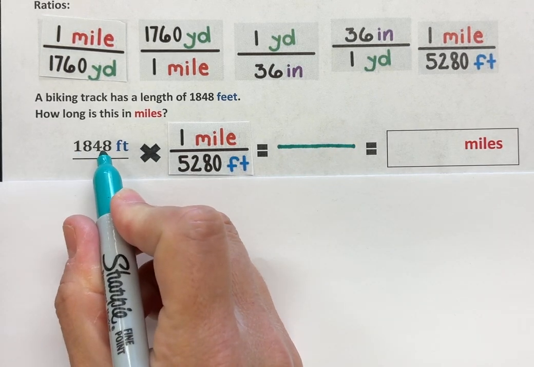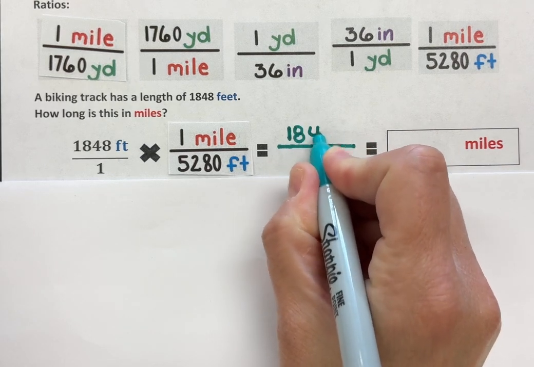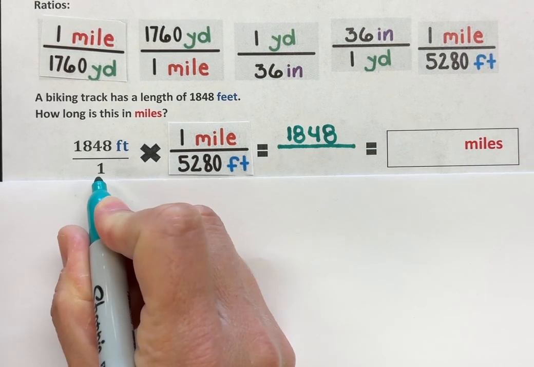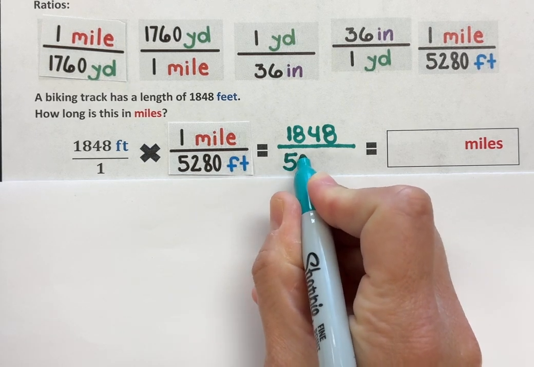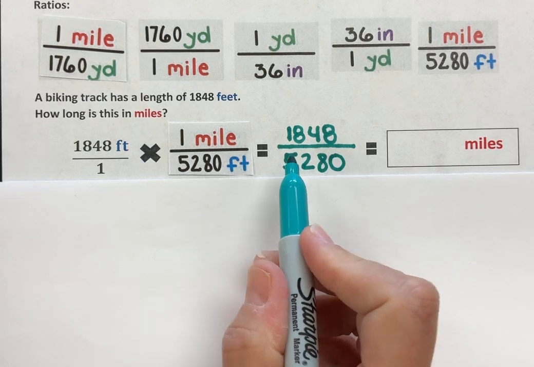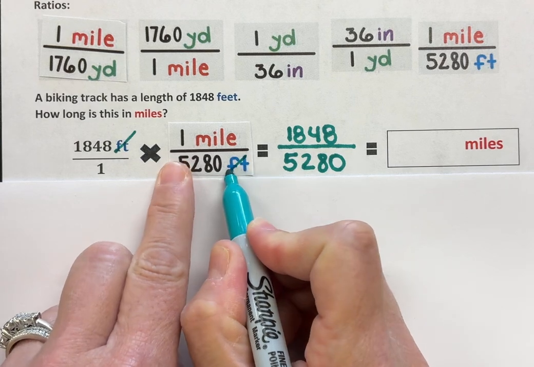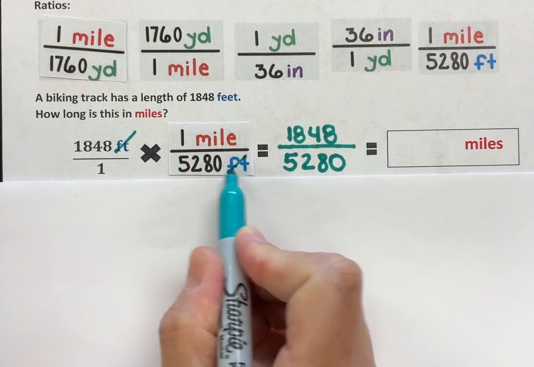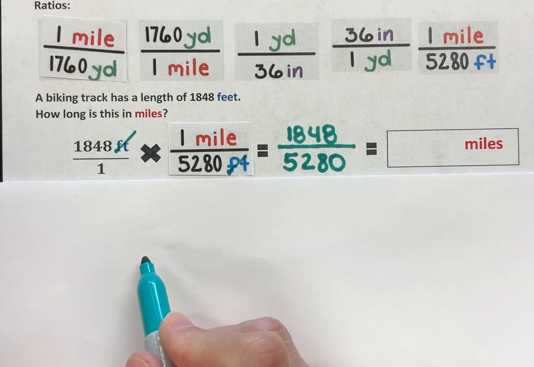So 1,848 times 1 is 1,848. 1 multiplied by 5,280 is 5,280. Next, I notice that the feet canceled. The feet, which is why we're multiplying by a fraction that gets rid of my original label.